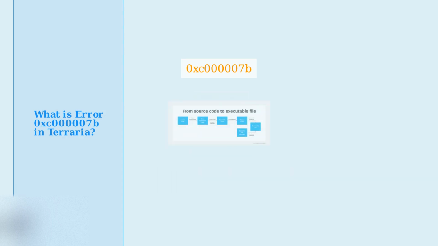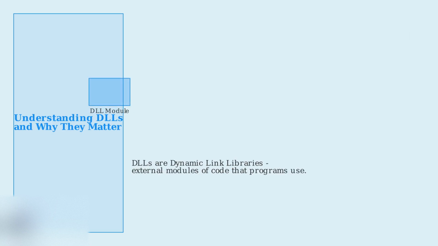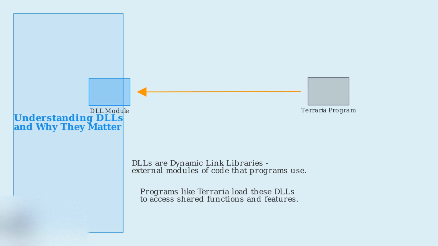While less common today due to improved Windows compatibility, this error still affects some users, particularly those with older systems or modded Terraria installations. DLLs, or dynamic link libraries, are external modules of code that programs like Terraria use to access shared functions and features. Programs like Terraria load these DLLs to access shared functions and features, rather than including all code internally.